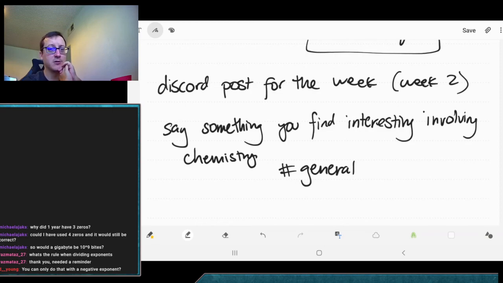Just a sentence or two. It does not have to be long. Just something you find interesting that involves chemistry. And again, since chemistry is all about matter and everything is matter, it's going to be anything you want. But try to have something to do with something you understand maybe a little bit about chemistry.